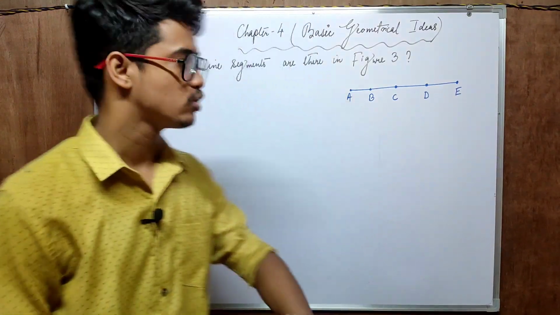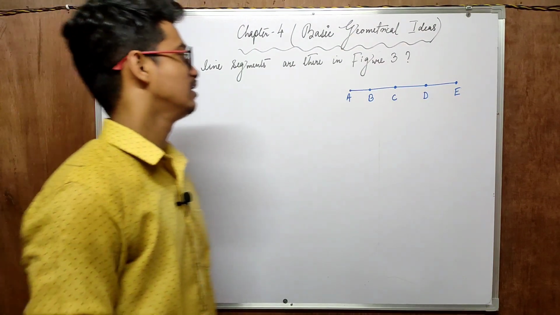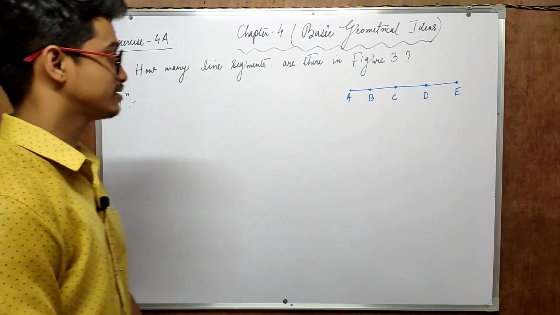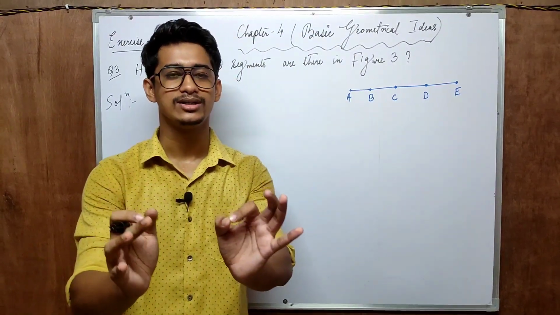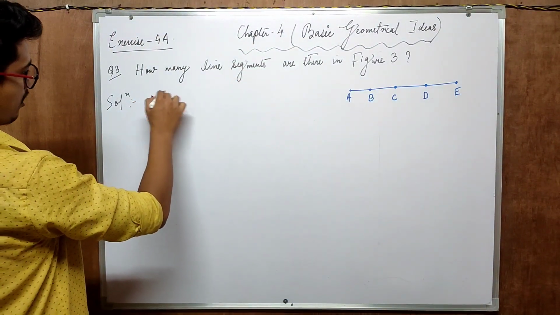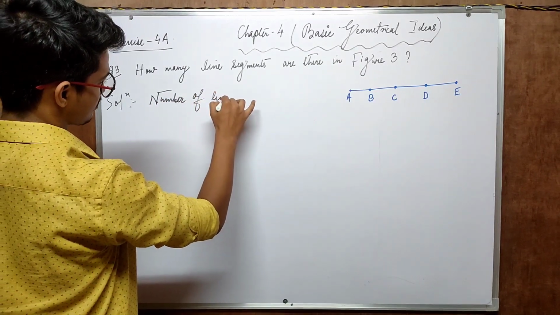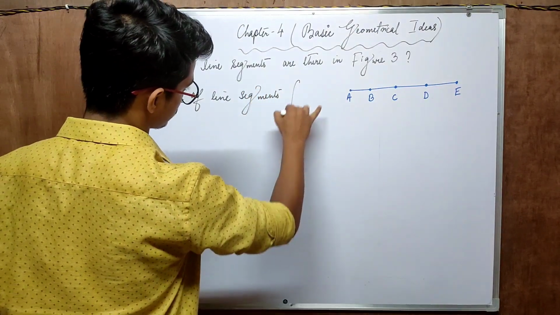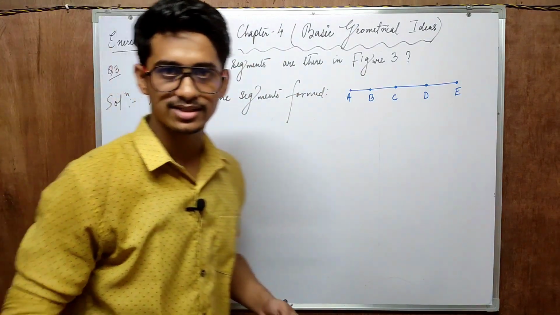Now let's move on to our next question: how many line segments are there in figure 3? This is the figure which is given, and we have to calculate how many line segments there are. We know how to identify a line segment by looking at only the endpoints. It's very simple. So the solution will look like: number of line segments formed. Let's quickly name those line segments.